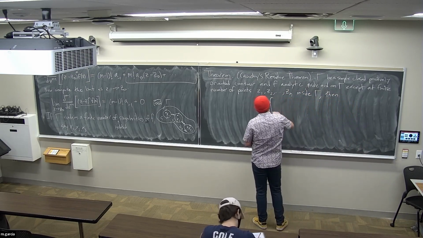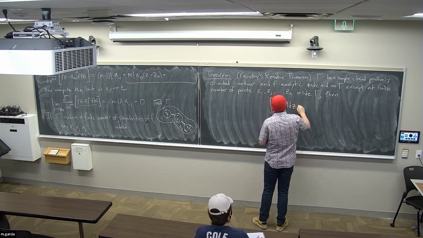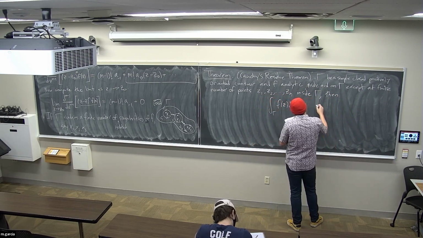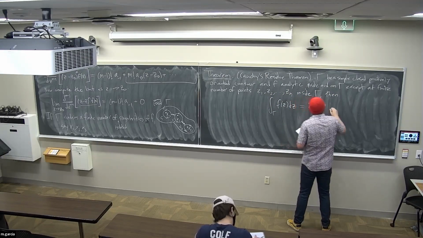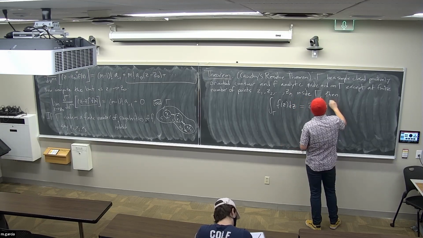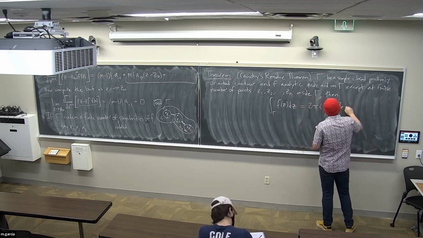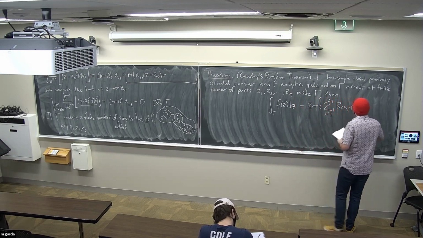The contour integral along gamma of f of z dz is equal to the, sorry, not the, 2 pi i times the sum from j equals 1 to n of the residue of f at z_j.